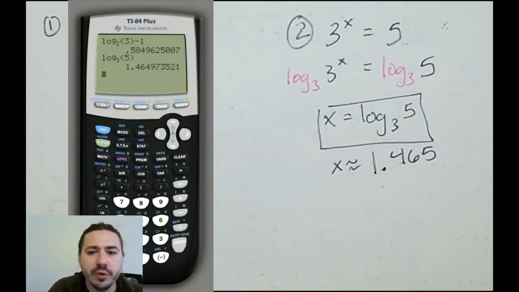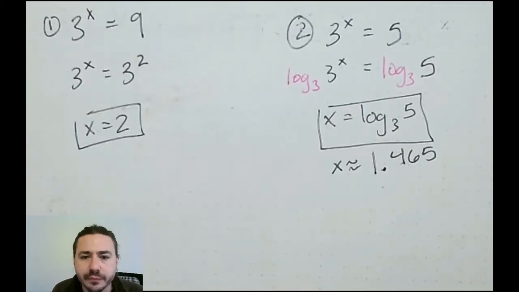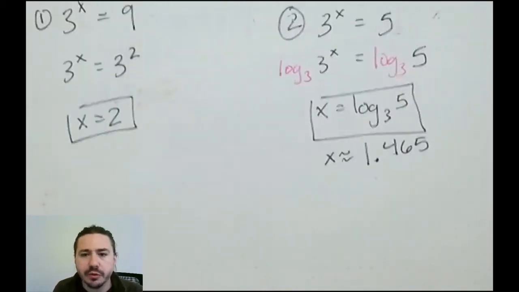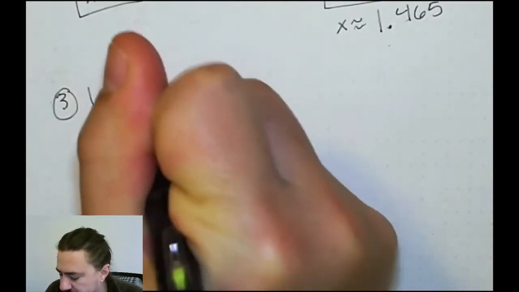Okay, so when you have just one function that's isolated, then you're going to use that inverse property to solve it. So let's say both of these are exponential equations. Let me give you a logarithmic one. Let's say I've got the natural log of x equals 3.